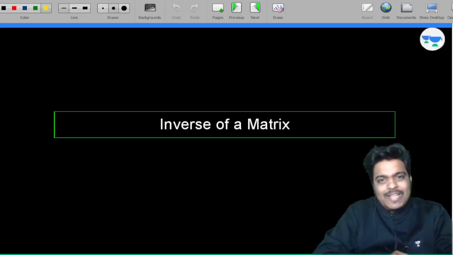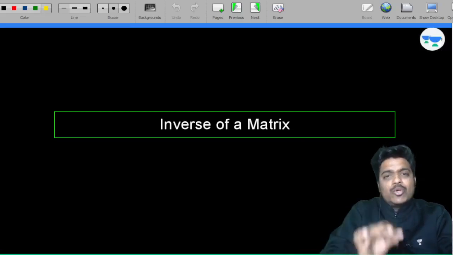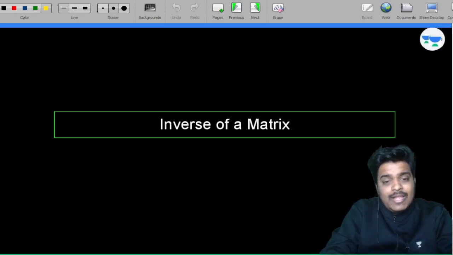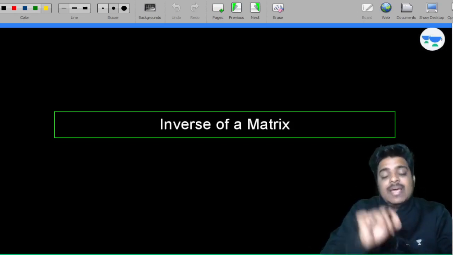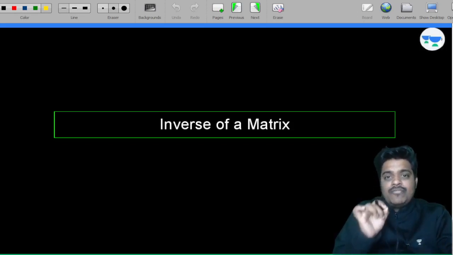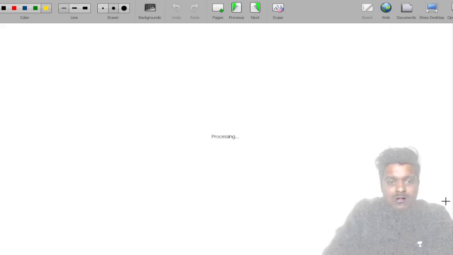So the next topic that we are going to discuss is the inverse of a matrix: how you calculate the value of the inverse of a matrix. We have already learned how to calculate the adjoint of a matrix, and we will be using the same thing in this particular topic of inverse of a matrix. So let us move ahead and solve this.